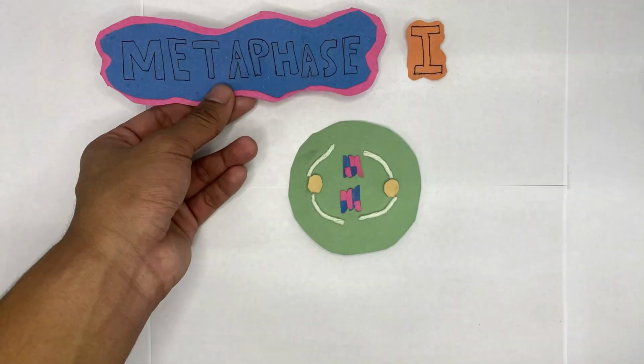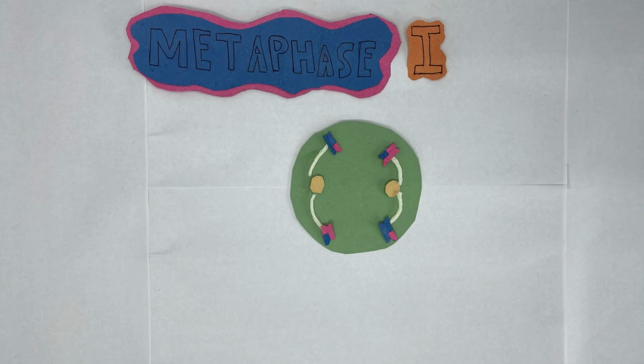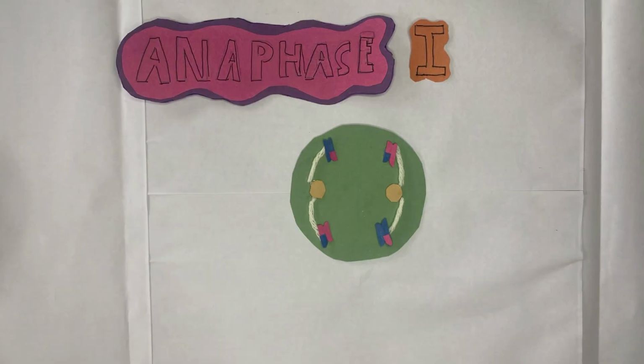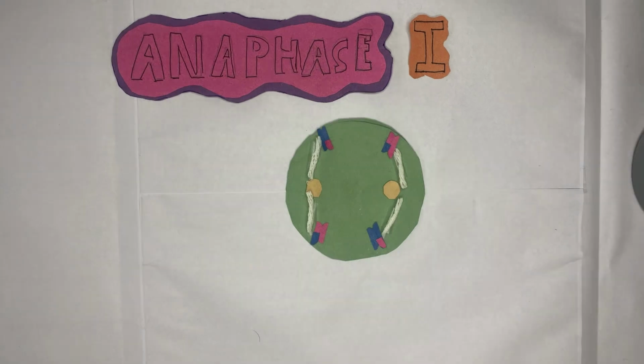In metaphase 1, the homologous chromosomes line up at the equator of the cell and attach themselves to the spindle fibers. Moving on to anaphase 1, spindle fibers separate the homologous chromosomes toward opposite sides of the cell.